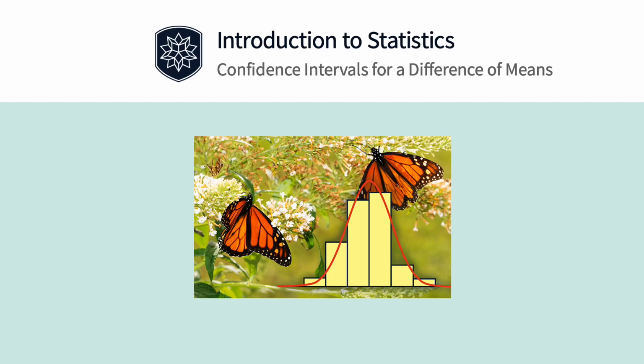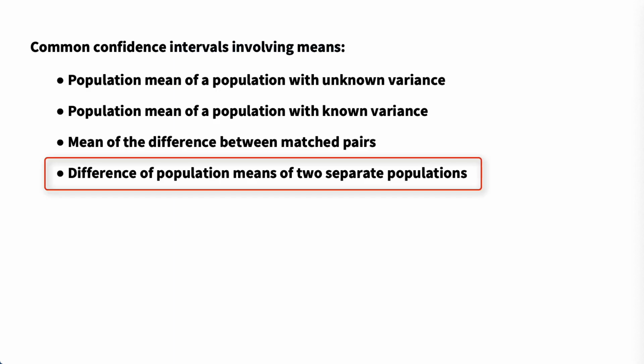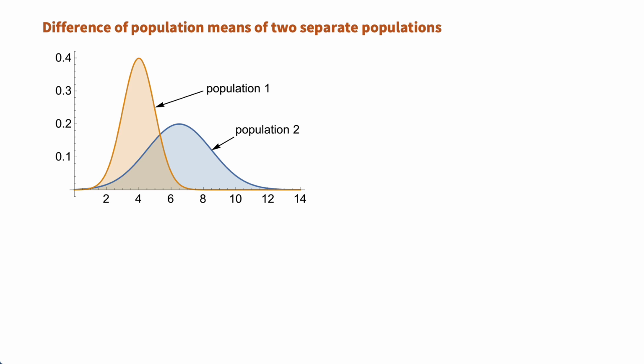The last type of confidence interval involving means to be considered here is confidence intervals for the difference between the means of two separate populations. As an example, consider computing a confidence interval for the difference between the means of the two populations illustrated in this plot. These populations are assumed to be separate independent populations that have been exposed to different treatments or different conditions, and where the purpose of computing the confidence interval is to estimate the effect of the treatment.